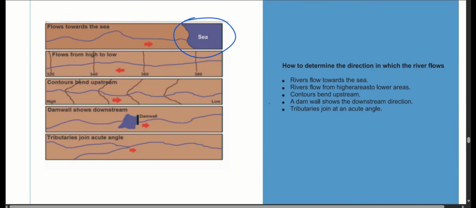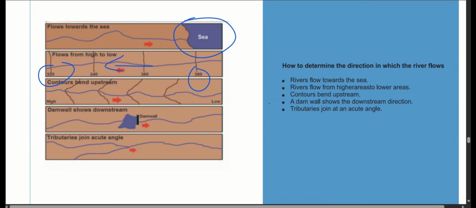And then another method is using the contour lines to check the altitude or the height, because we know that our river will always be flowing from upper course to the lower course if you are in grade 12. So as you can see there, you have 380 meters, and there you have 320 meters in terms of height. So we know that our river in this case will be flowing towards the west.